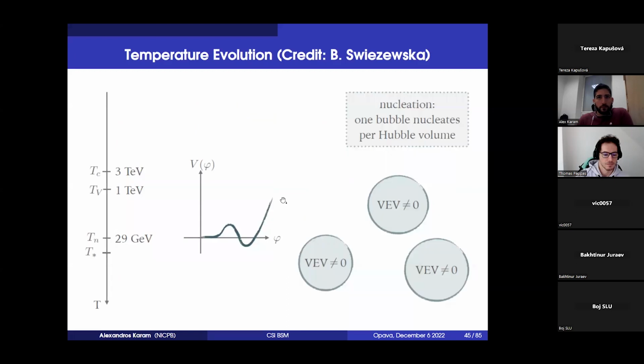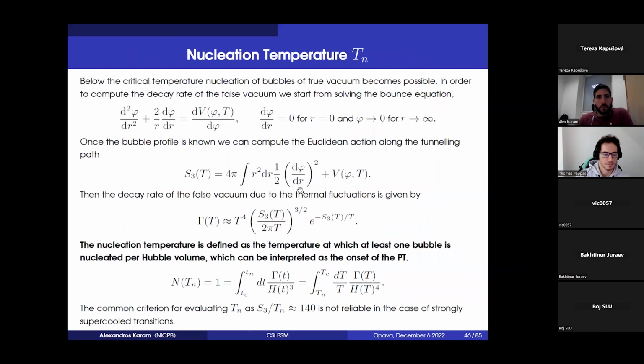Anyway, after that, we have what is called the nucleation temperature, which is defined as the temperature at which at least one bubble is nucleated per Hubble volume. And this is actually interpreted as the onset of the phase transition.